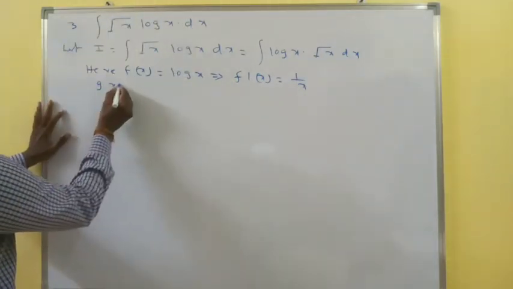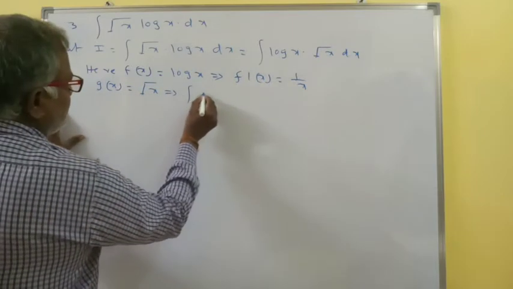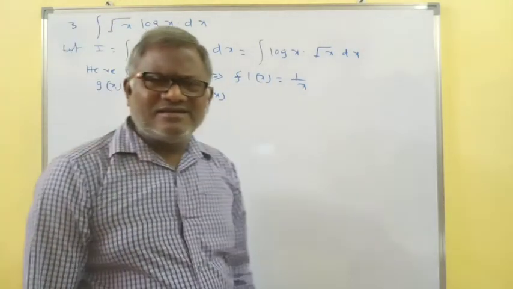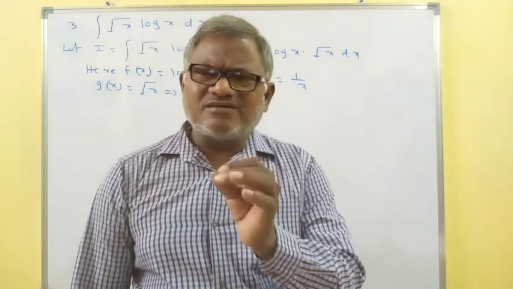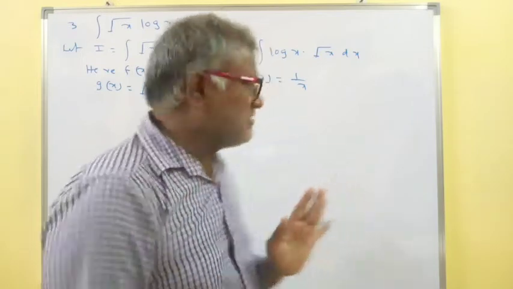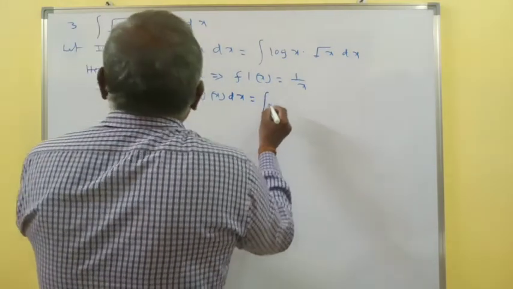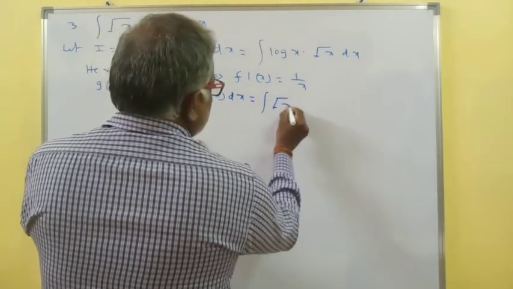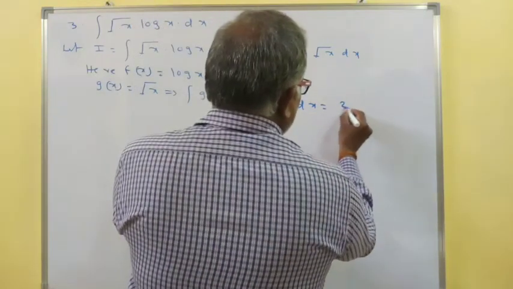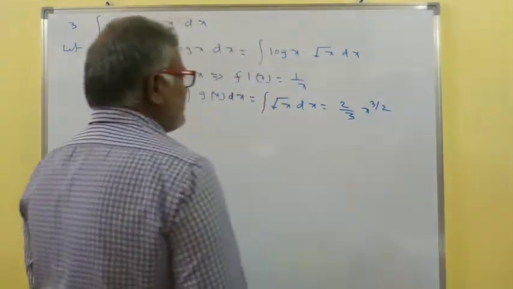Next, the second function g of x is root x. For the second function, what you have to find is the integration; for the first function you always find the derivative. So the integral of g of x dx is the integral of root x dx, which is 2 by 3 x power 3 by 2.